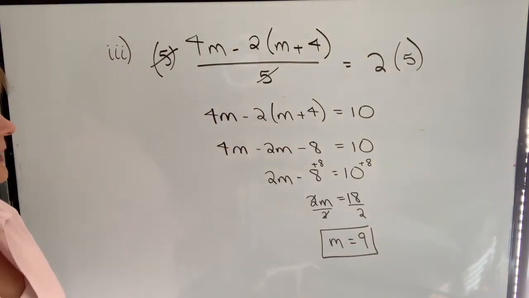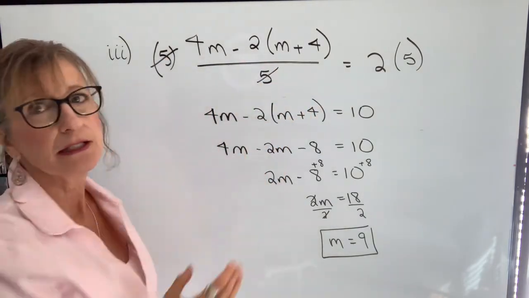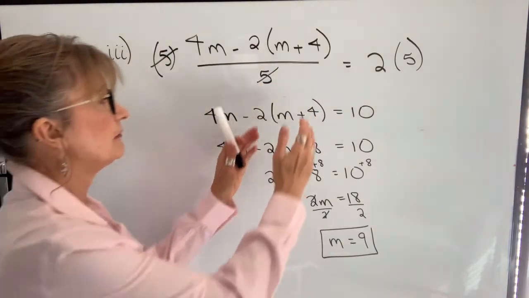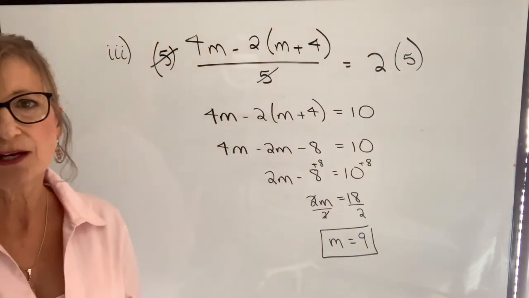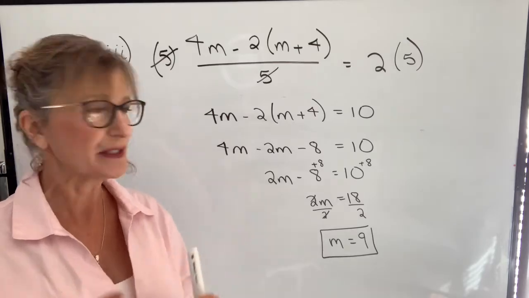So it didn't look nice to start with, but if you get rid of that denominator right off the bat, then it became easier, and then work with the next grouping symbols and so on. Let's take a look at 2 more examples dealing with our grouping symbols.